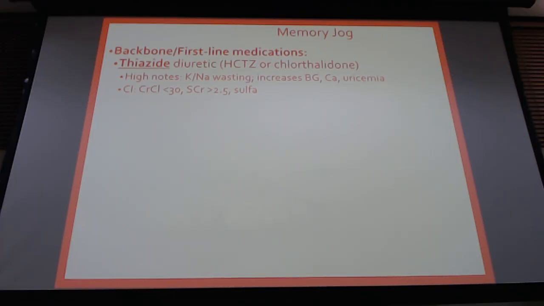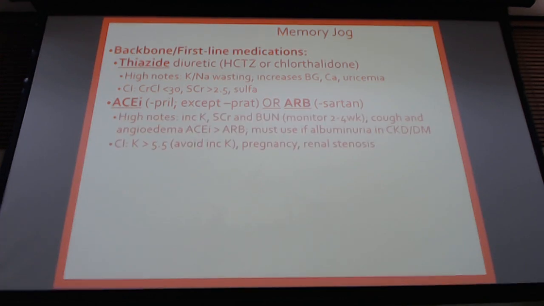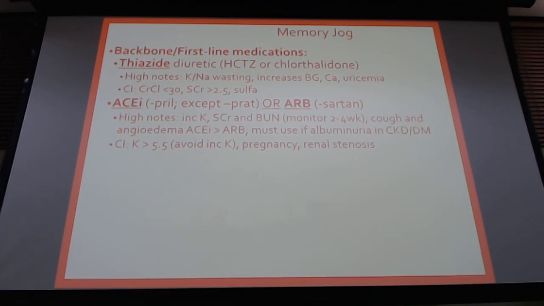What's another one that we have, another drug class, right? We had our ACEs or our ARBs, right? One or the other. Remember with your ACE inhibitors, they all end in pril except for our enalaprilat. And then your ARBs all end in sartan, okay? And then we have all of our high notes, I listed them here again, right? So now just think about, we had wasting before with our thiazides, but with our ACE inhibitors, now we're increasing it, right? I'm taking it back, all right?